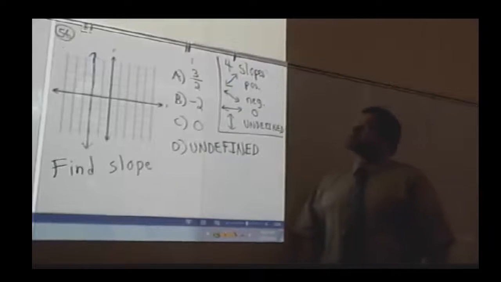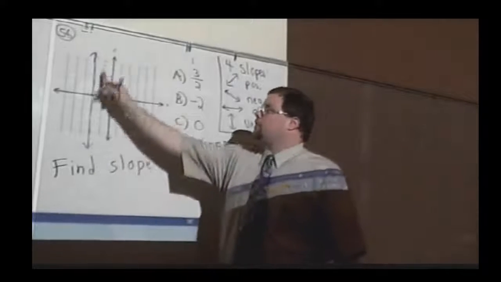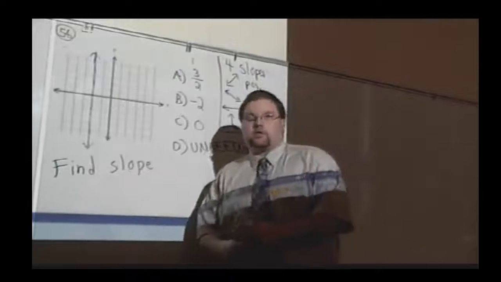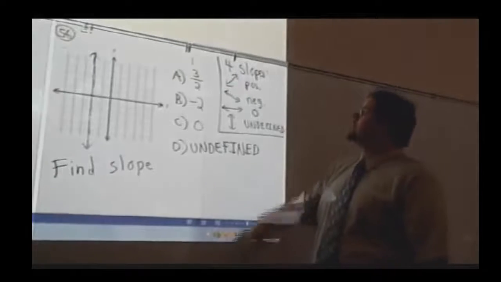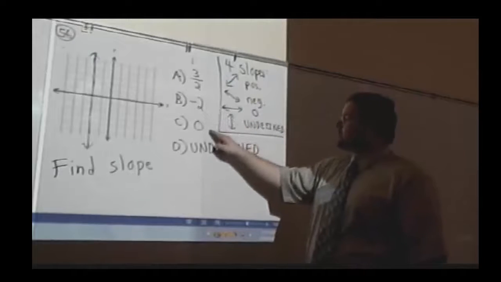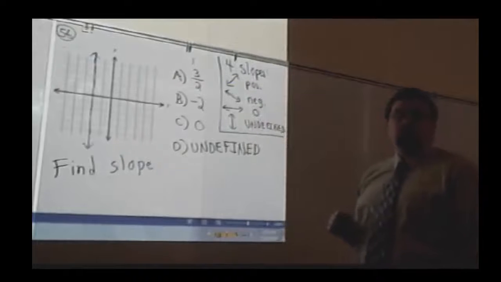Okay, so this is number 56. They're giving us a picture of a line that goes up and down like this. It's the vertical line, and they're asking us to find slope. This question happened to be multiple choice. So A is 3 over 2, B is negative 2, C is 0, D is undefined. Remember the 4 types of slope that we talked about in the previous video.